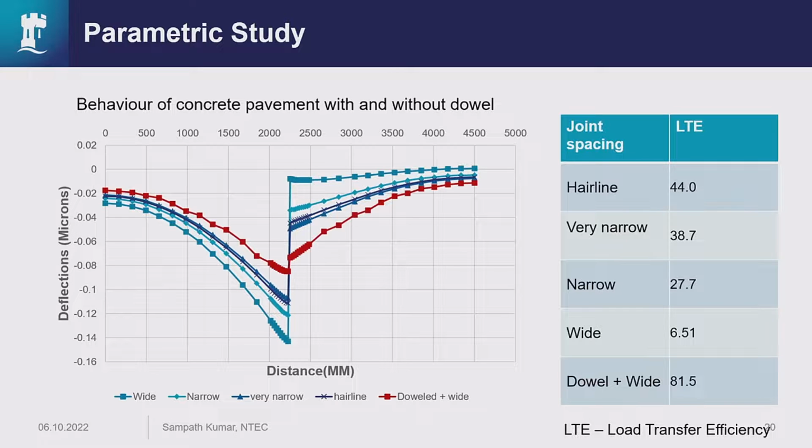And when we have introduced a dowel, you can see there is a big increase in the load transfer efficiency, up to 85%, even if there is a wide opening. So this is the impact of how a dowel works in the concrete pavement.